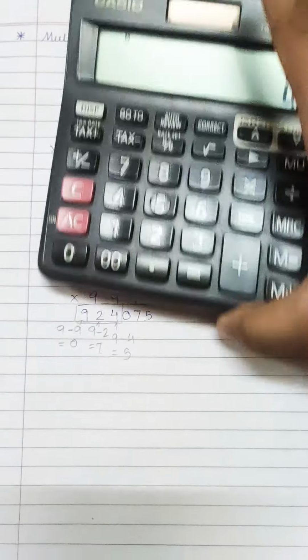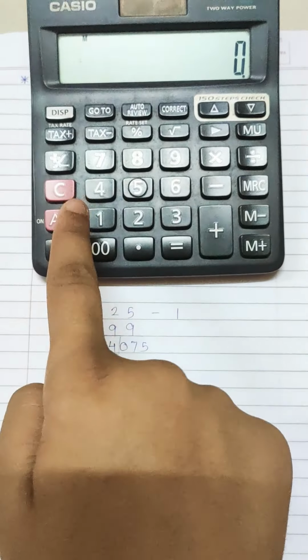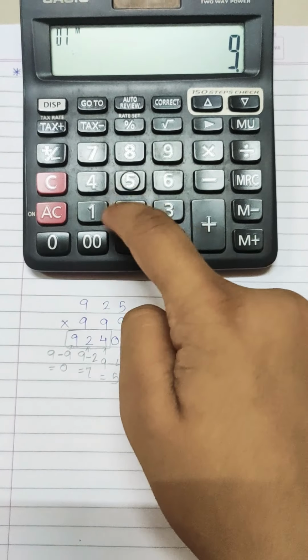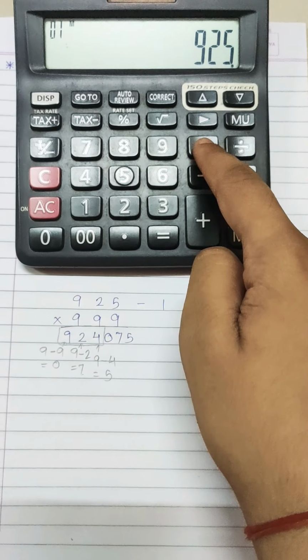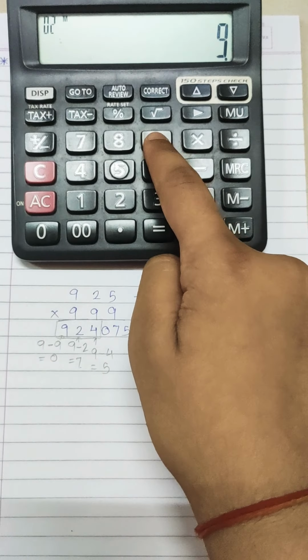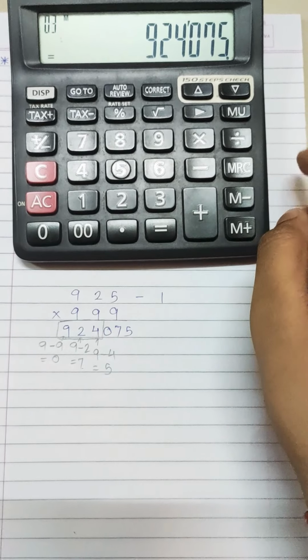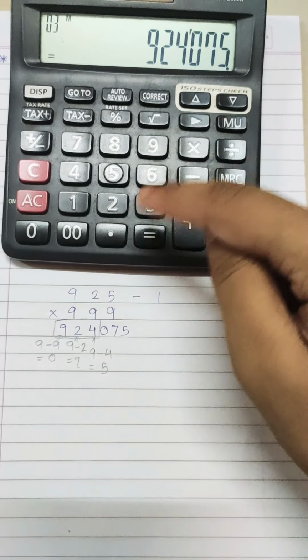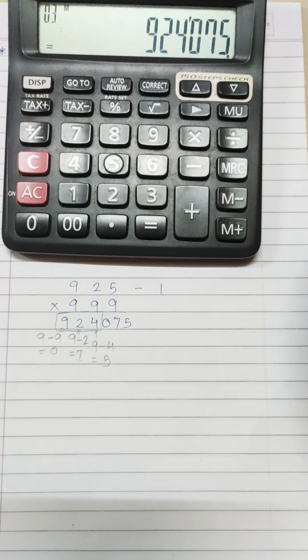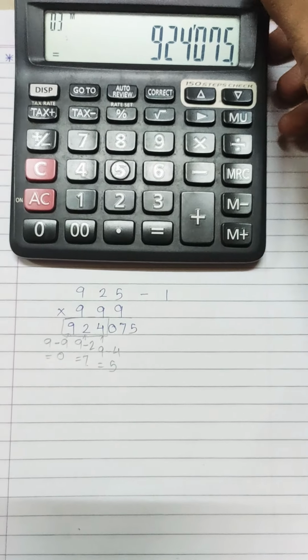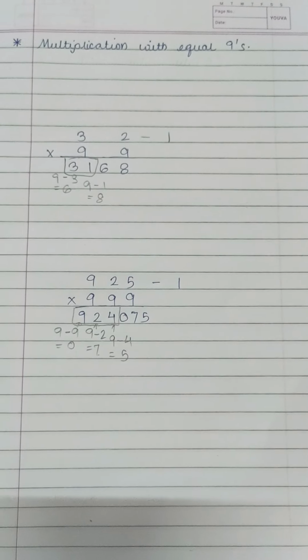Okay, wait. 925 multiplied by 999. So 924075. Isn't our answer correct? And wasn't this a great trick?